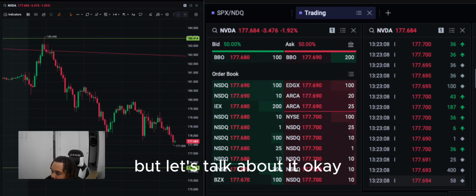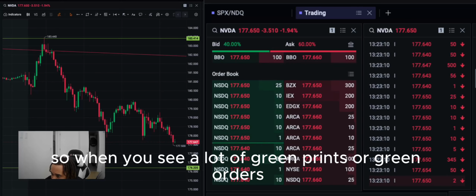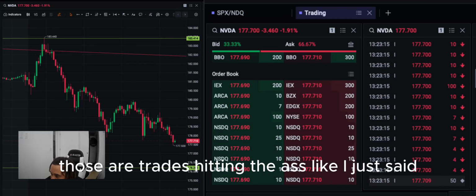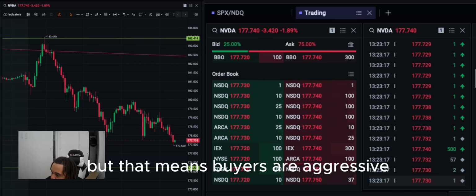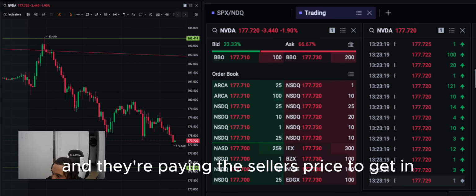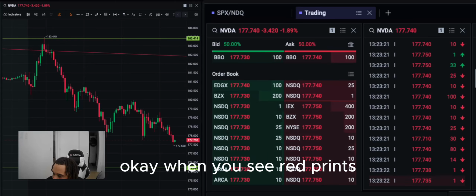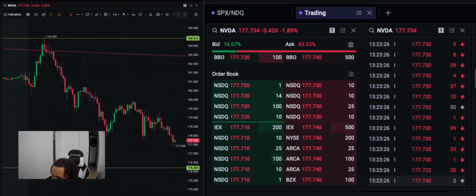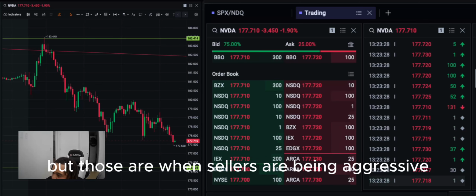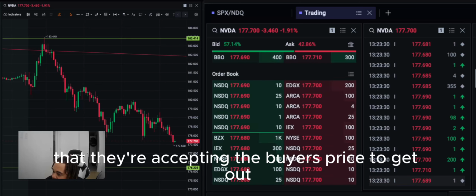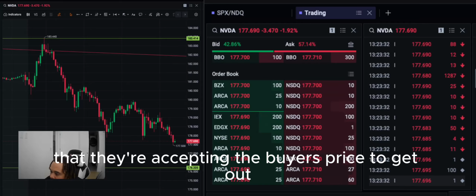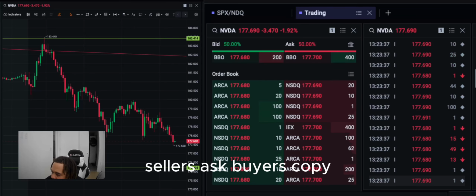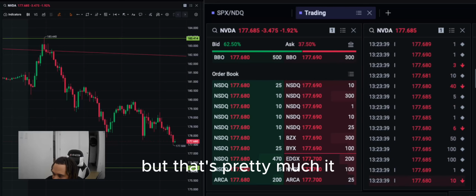All right, but let's talk about it. When you see a lot of green prints or green orders, those are trades hitting the ask, like I just said. That means buyers are aggressive and they're paying the seller's price to get in. When you see red prints, those are trades hitting the bid. Those are sellers being aggressive, and that means they're accepting the buyer's price to get out. So in dumber terms: bid, sellers; ask, buyers. Copy?